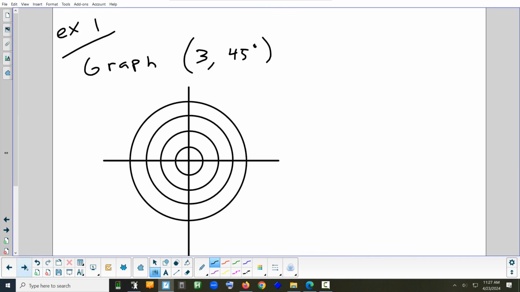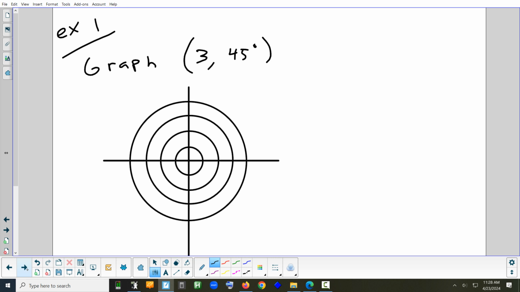Let's try this one, (3, 45 degrees). On Edge Elastic, you will have a polar grid already drawn. You're going to have to click and put the point in the right spot. It doesn't have to be exact, but once we get the answer, I'll show you other answers I would accept, and then I'll show you answers that would be totally wrong.